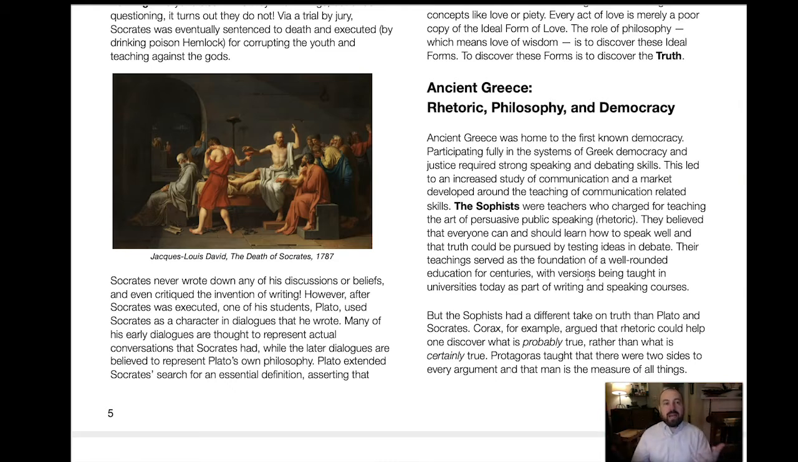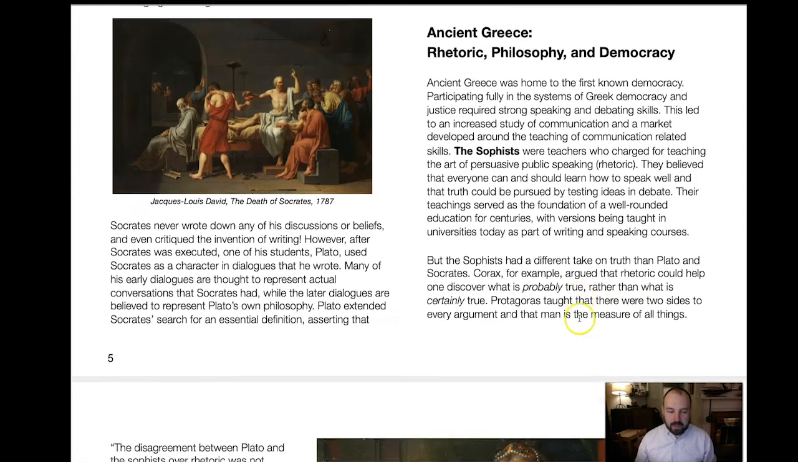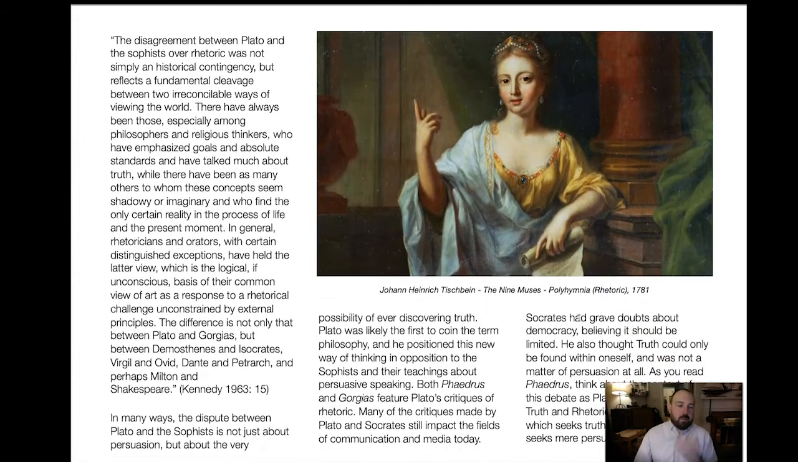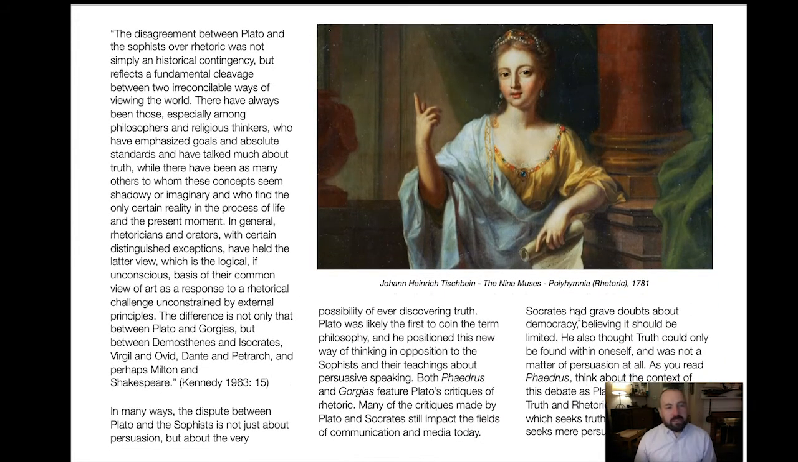So there's this great contrast that comes into existence. The philosophers with capital T truth and the sophists with lowercase t truth, right? Eternal, forever, for everyone. For now, for you, probably. Truth versus truth. On the next page, I have this quote from Kennedy, written in 1963.